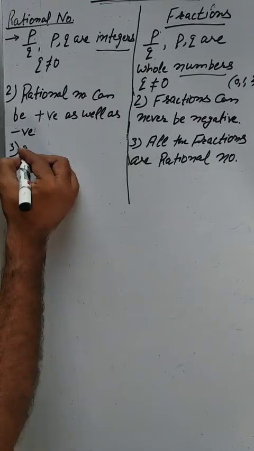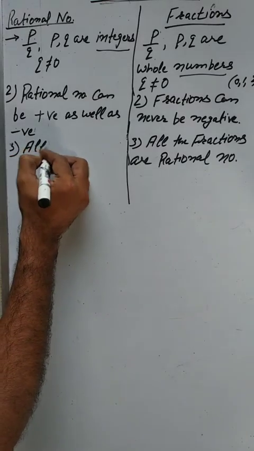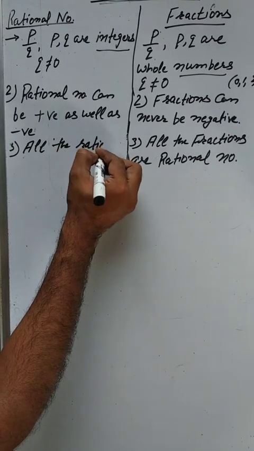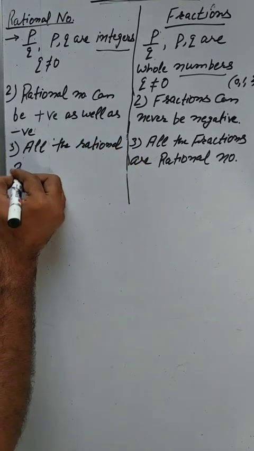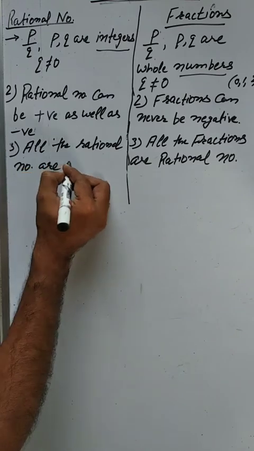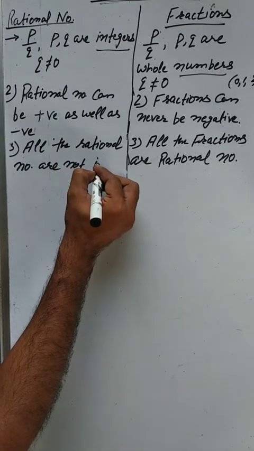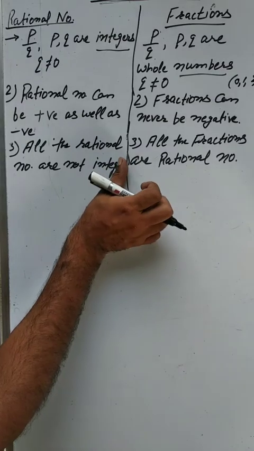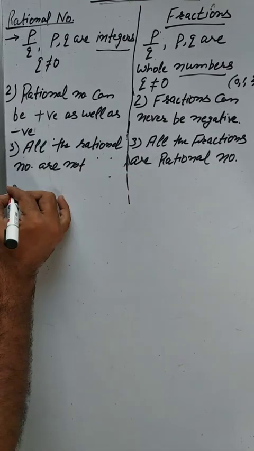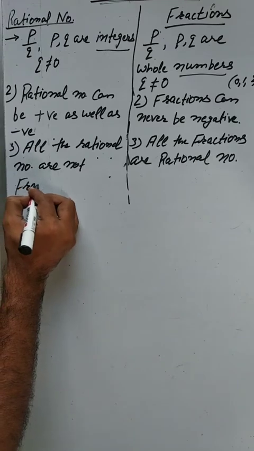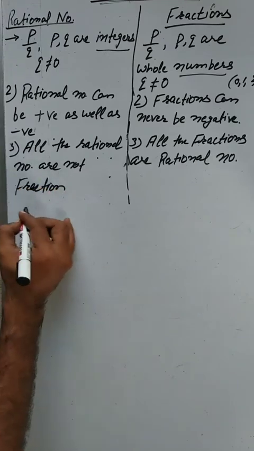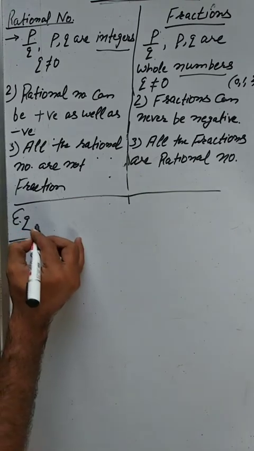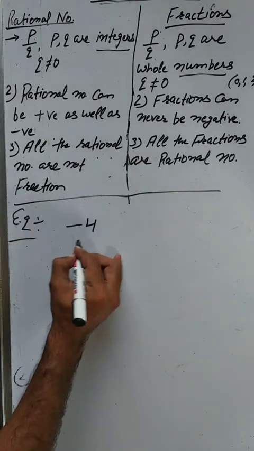Understood beta? But all the rational numbers are not fractions. Clear beta? For example, I have a number minus 4 upon 7.